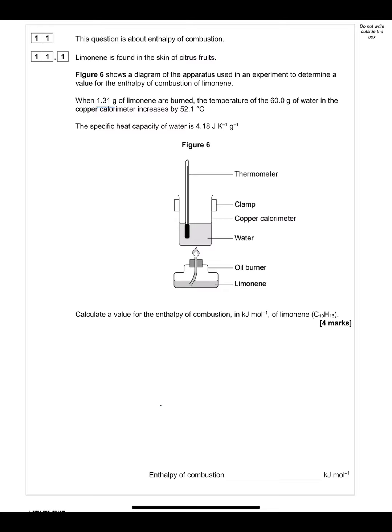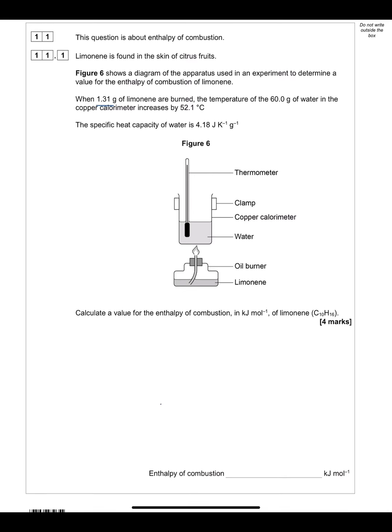Let's answer this question from paper 2, AQA A Level Chemistry past paper exam. So this is the last question in this paper, and this question is about enthalpy of combustion. This is about the calorimetry experiment. And in this question, they give you the diagram where limonene was burned using the calorimetry experiment in order to determine the enthalpy of combustion of limonene.